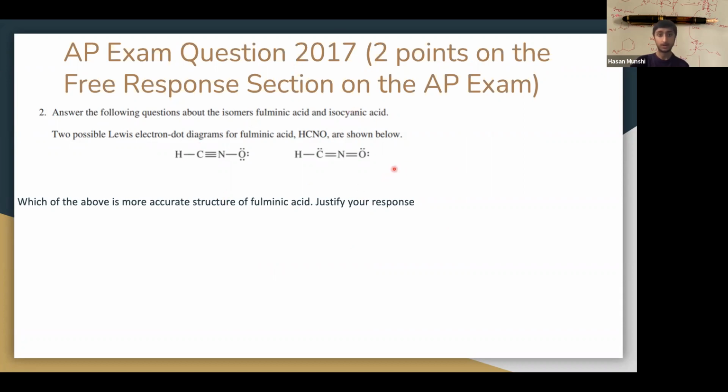They most likely ask maybe about two isomers, formic and isocyanic acid. And here's fulminic acid, HCNO. And they ask which is a more accurate structure. And to really answer this question, you have to understand formal charge.